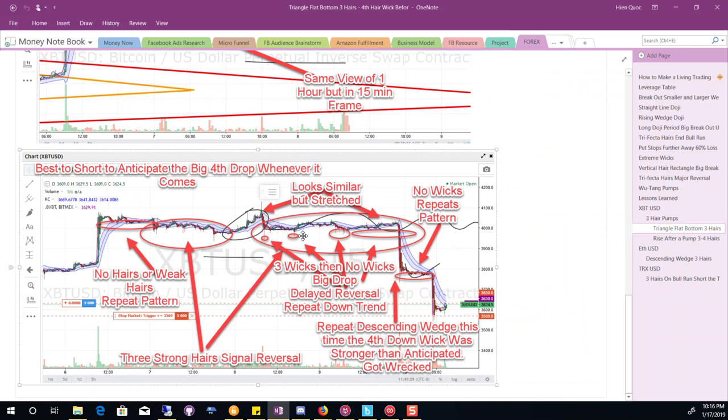And then just kind of note the hairs. If it has a hair, but then all of a sudden it just never dumped, what's going on here? It just extends it. Same thing here, no wicks. It just extends until the wicks do come. Then it kind of goes up. 1, 2, 3 wicks, come back down.